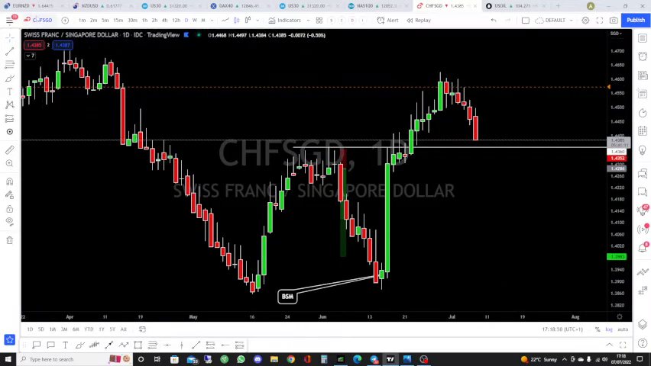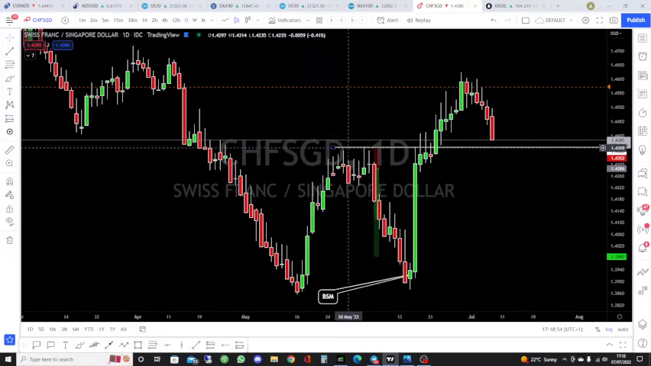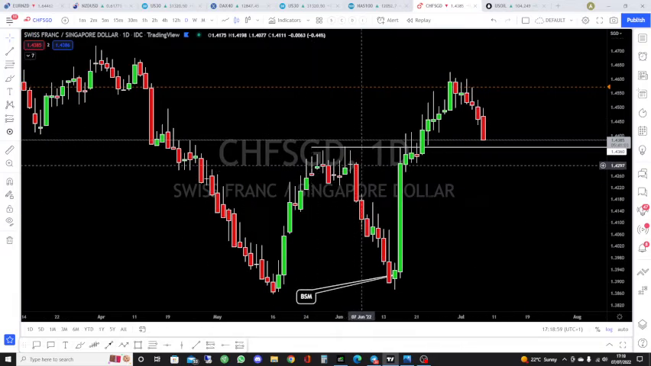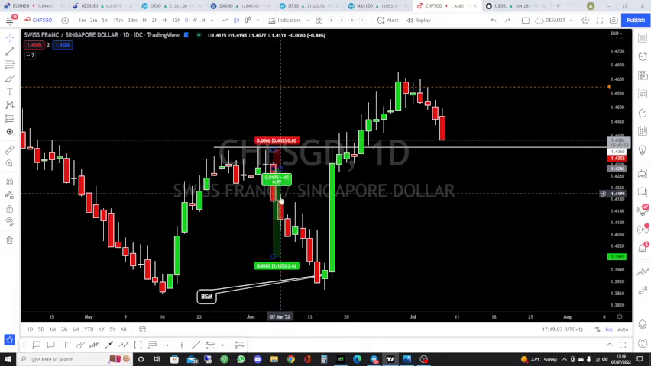This one was a good one. Swiss franc, Singapore dollar. I saw this one. We took down this level here. This was just another one. This one, actually, I didn't take this trade, but I had it mapped out, and it actually worked out.